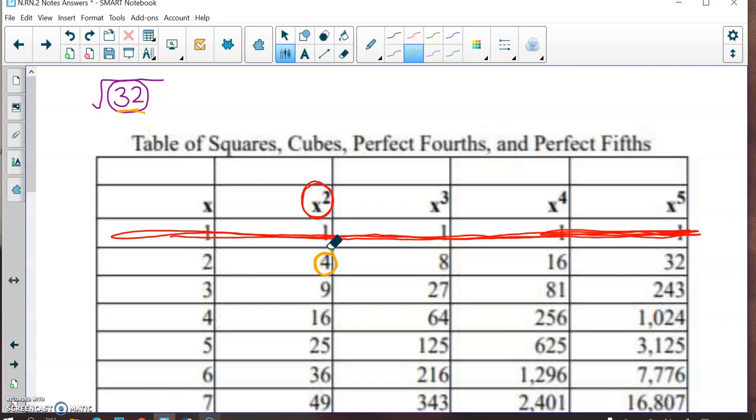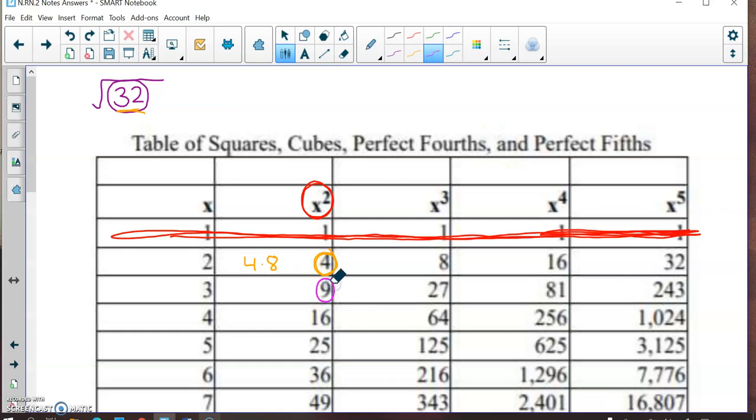I'm going to do 32 divided by 4. And it works out nicely. We get a 4 times an 8. So that means that 4 is a perfect square factor of 32, but I'm not necessarily sure if it's the largest one. So let's keep going.